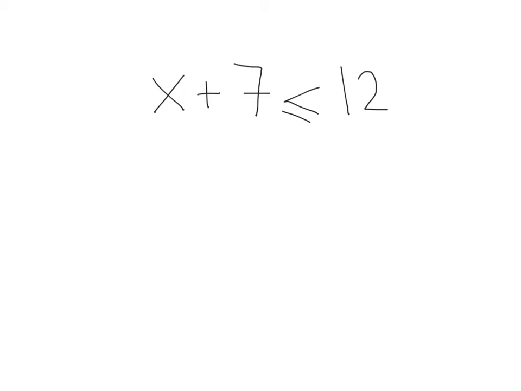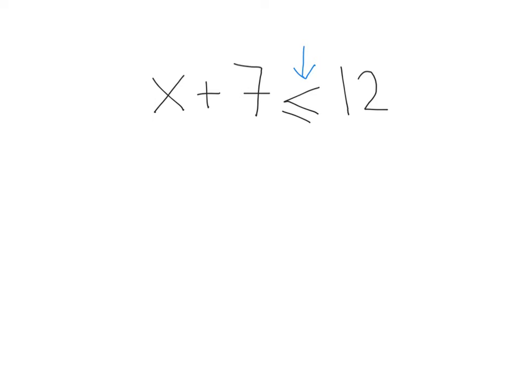First example, we've got x plus 7 is less than or equal to 12. So as with linear equations, we're looking for x that satisfies this inequality that will make the left side now less than or equal to the right side. So let's go ahead and solve this.